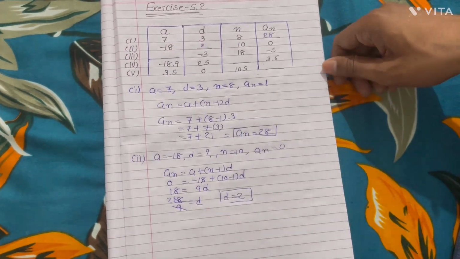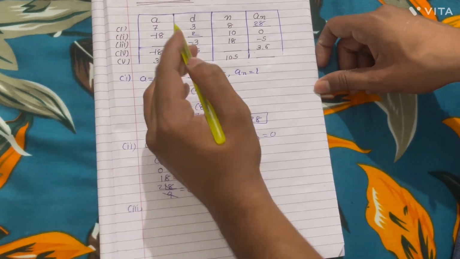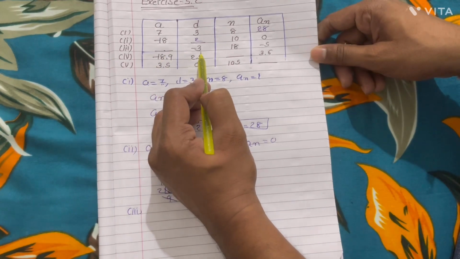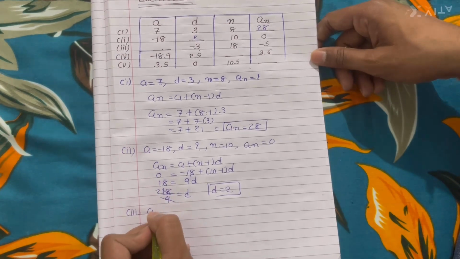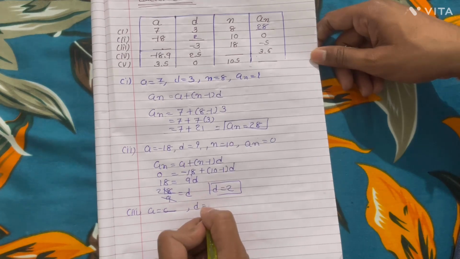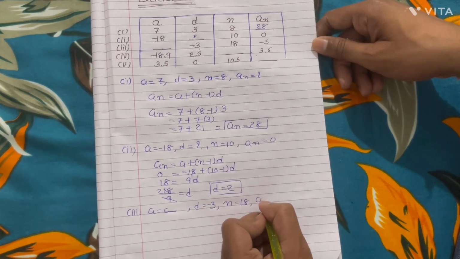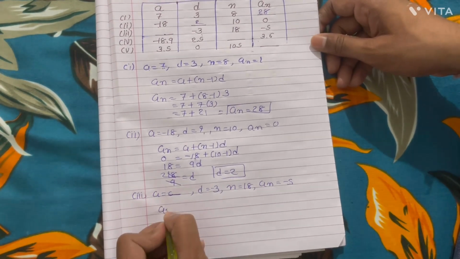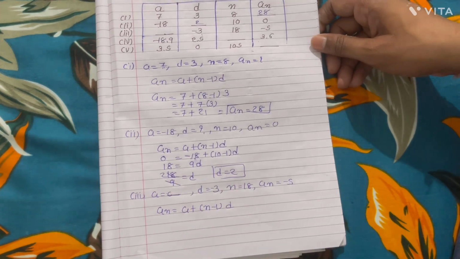Question number 3. We have to find a. d is equal to minus 3, n is equal to 18, an is equal to minus 5. Our equation looks like this: an is equal to a plus (n minus 1) into d.